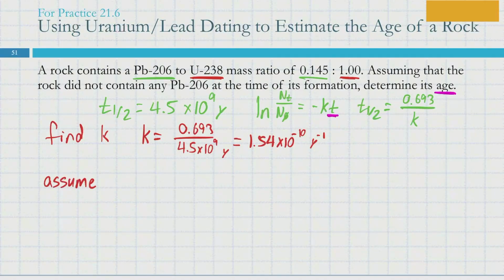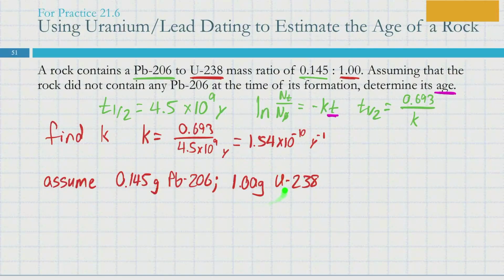So we're going to assume 0.145 grams Pb206 and also 1.00 grams of uranium-238. Actually, it doesn't work if you put that 0.145. It works if you subtract the 0.145 from the 1. Anyway, the correct way to do it.